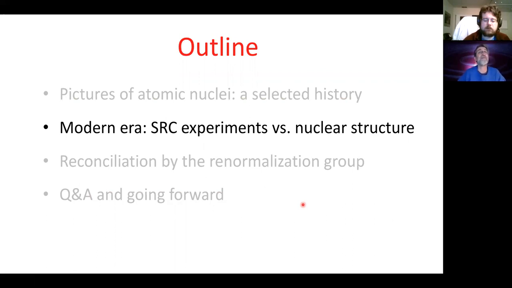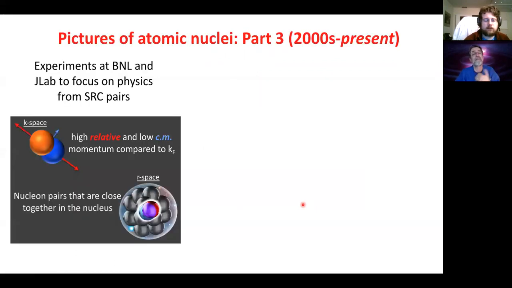Okay, so in between there were a lot of experiments. I've skipped a lot of that history, but the real key thing was about 15 years ago when they first started this, and they only perfected this in the last few years, they started doing experiments that actually tried to detect these short-range correlation pairs, these high momentum pairs that were sort of back to back.